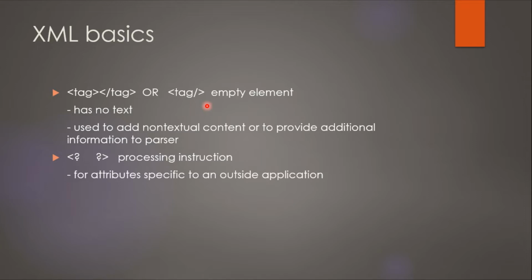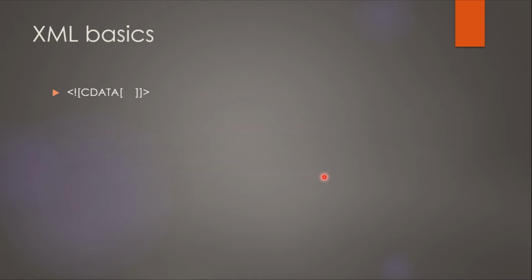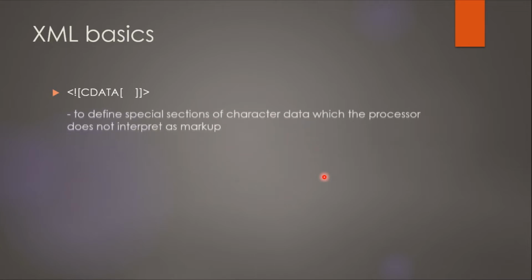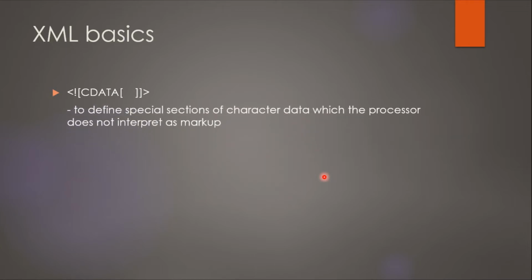Processing instructions. This is the processing for attributes specific to outside applications. Now CDATA. CDATA in its document data types. CDATA defines a special section of character data which the processor does not interpret as markup. Anything inside is treated as plain text.